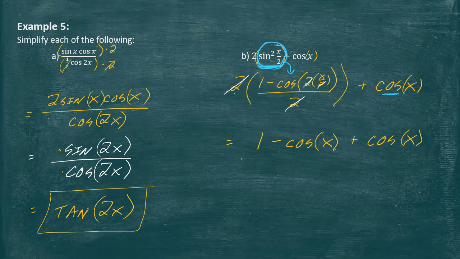Now what also is kind of nice about that is I have a negative cosine of x plus a cosine of x. Those two are actually going to zero themselves out. So all of that ugliness at the very beginning actually just turned into a value of 1.